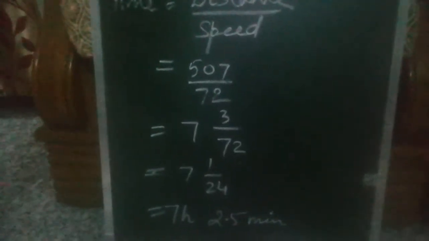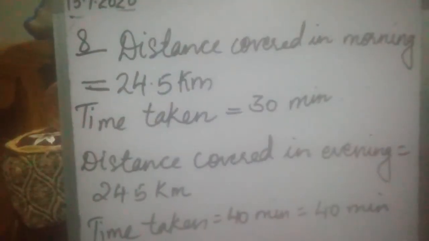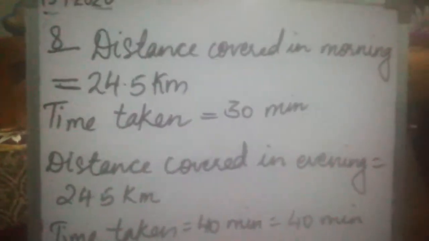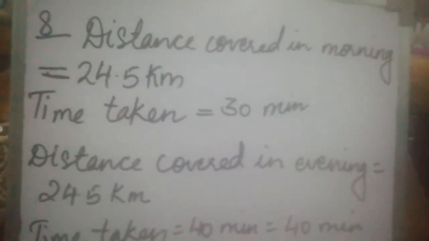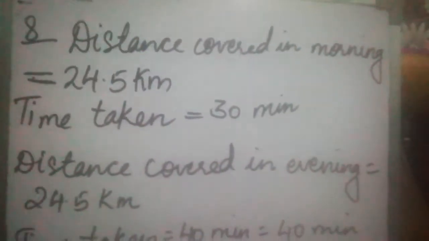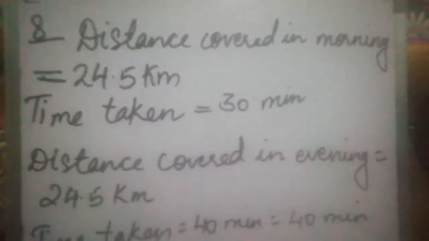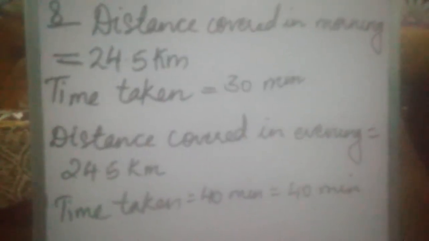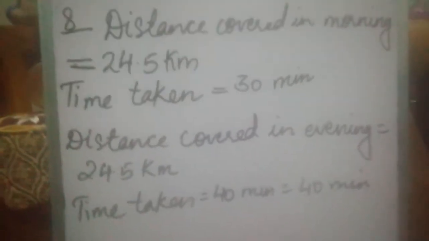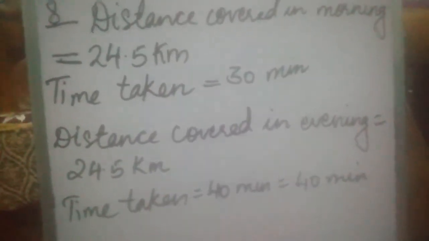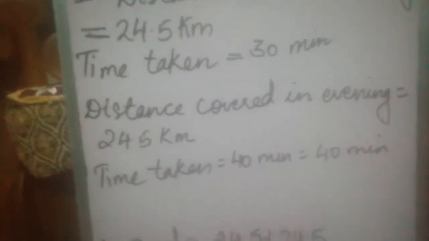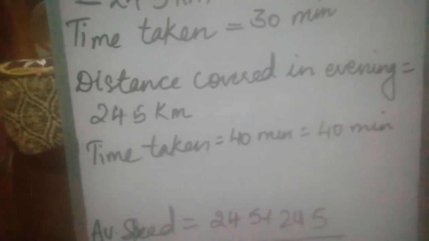Okay children, now the next question, question number 8. See, the question is, Ramesh went from his residence to the office in the morning. He covered 24.5 kilometer in the morning, in 30 minutes. Now after coming from office, while returning, he is covering the same distance. That means in the evening also he is covering 24.5 kilometer, in 40 minutes. Now you have to calculate his average speed in kilometer per minute.